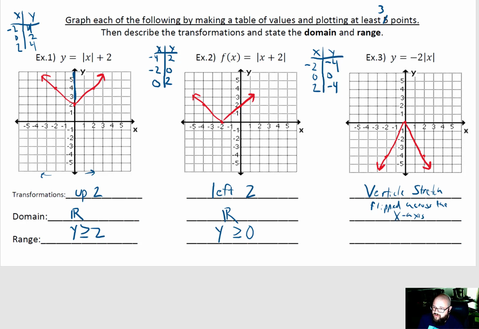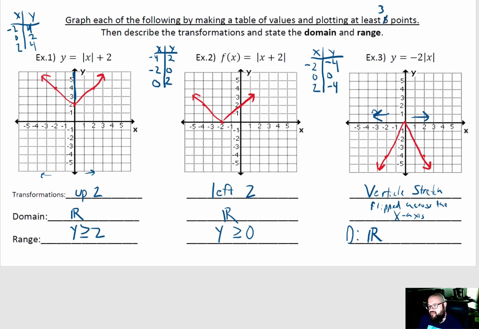Now let's talk about our domain and range. Now our domain, we're still looking at the x-axis, so whether we're going left and right, is it going to stop anywhere? No, we still have all real numbers. It's going on forever in either direction, to the left and the right.